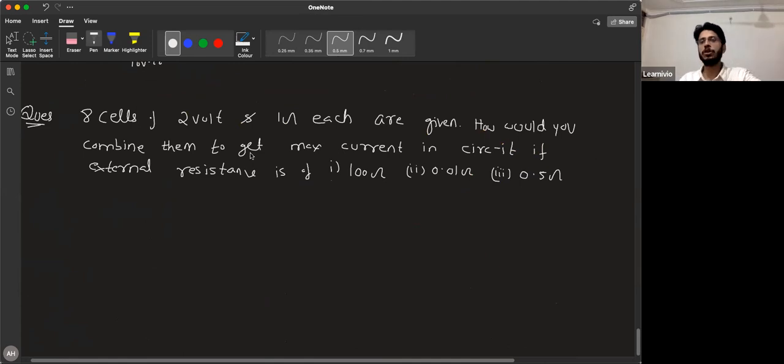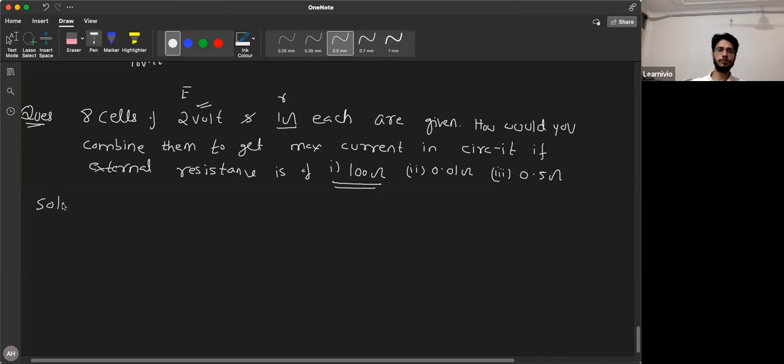Now that's the question. This is based on the topics that we did in the last lecture. You have 8 cells, each of 2 volt, and 1 ohm is the internal resistance. This 2 volt is the EMF of the cell. You have to combine them to get maximum current in 3 cases. In the first case, your external resistance is 100 ohm. So N is 8, EMF of the cell is 2 volt, internal resistance is 1 ohm. How will you combine them? And external resistance is 100 ohm.